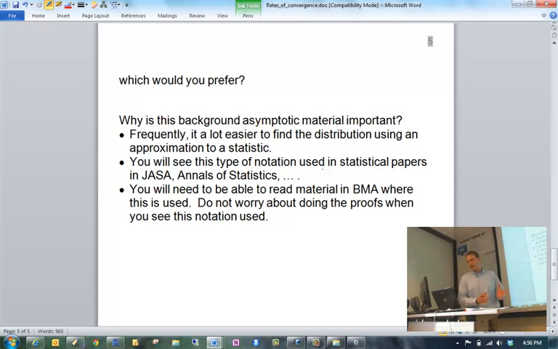You'll see this type of notation used in statistical papers everywhere. Just pick up a JASA and you'll see it. Pick up the Annals, you get scared with how often you see it. What are we looking at? Well, you need to be able to read material in our book when this is used. Don't worry about doing the proofs when you see it. Just understand the basic concepts of what it means. So where are we going to use this first? Page 25.